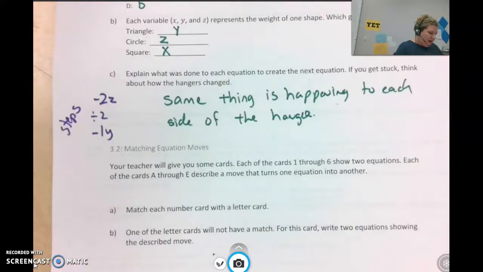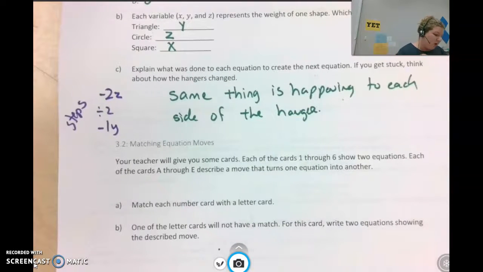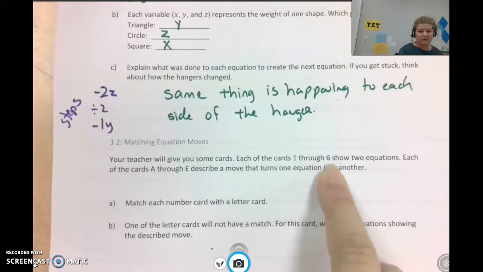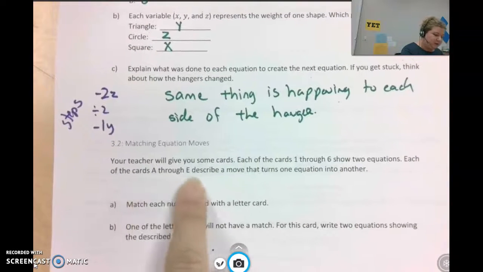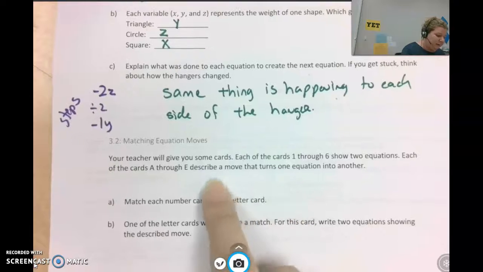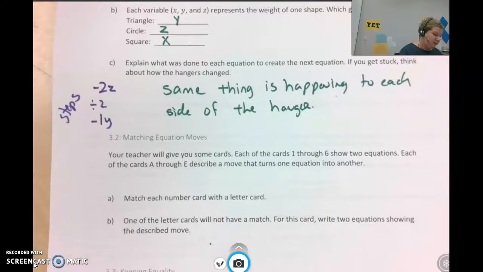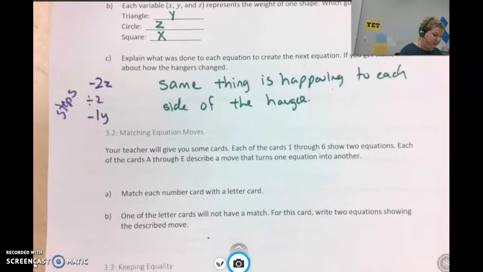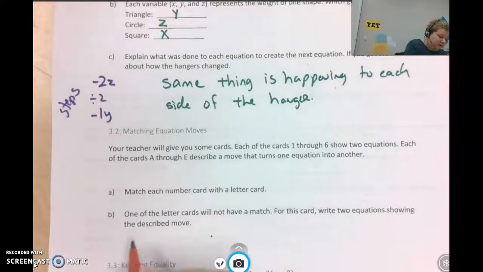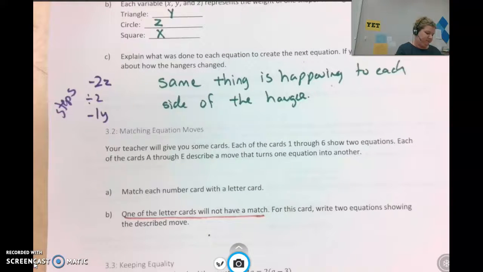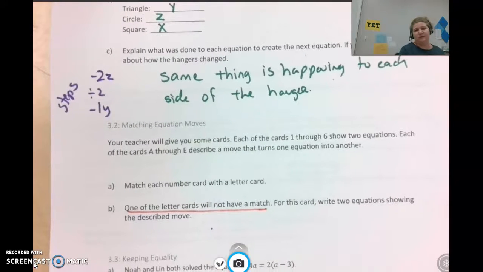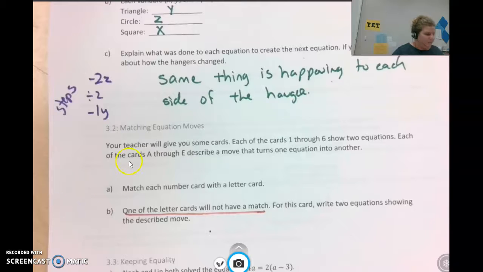Okay. The next thing says your teacher will give you some cards, and each of the cards, 1 through 6, shows 2 equations. Each of the cards, A through E, describes a move that turns one equation into the other. So you're going to match each card, the number with a letter. And one of the letters will not have a match. For that one, you can write 2 equations on your own. This is going to be the last page in your folder, but you can tear it out and then cut it up. That way you can work through it.